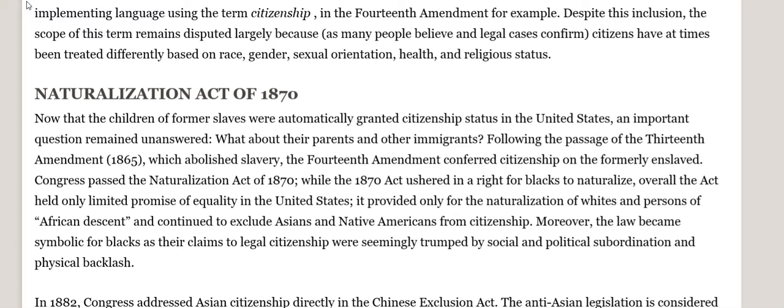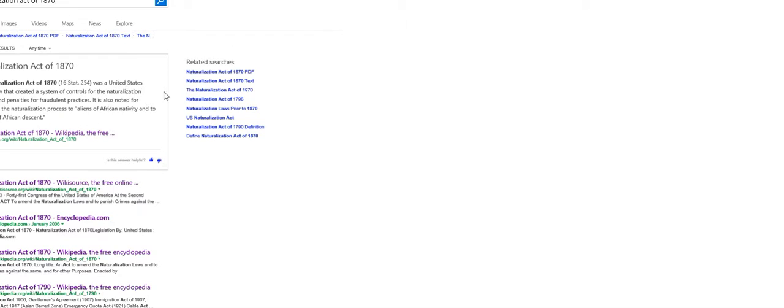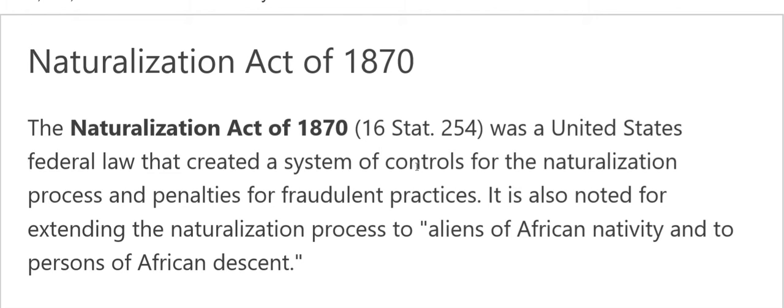The Naturalization Act of 1870 is the one that is most important, because this is the one that mentions Africans. Now look how in the law they know who blacks are. They know exactly who blacks are. There's been much legislation to deal with blacks in this country. Do they use blacks here? No. 1870 is noted for the extending of the naturalization process to aliens of African nativity and to persons of African descent.